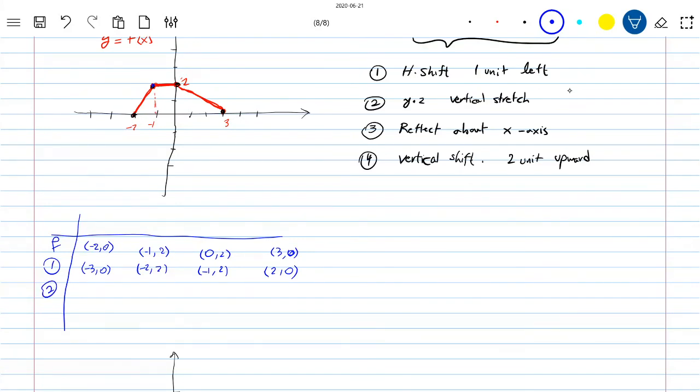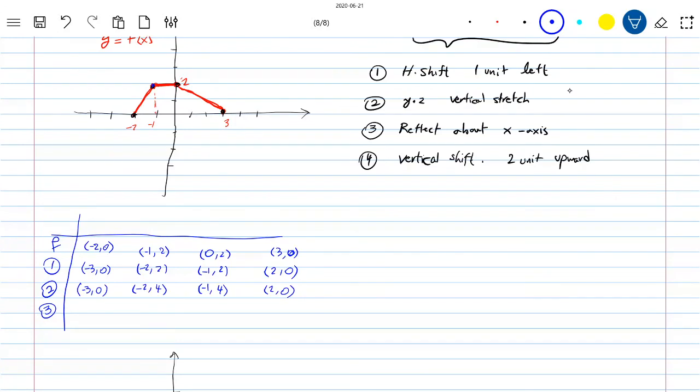So what does the second step do? It tells you that all the y values now get multiplied by 2. I'm going to multiply every y value by 2. The x's do not change. 0 times 2, still 0. -2 and 2 times 2 becomes 4. -1, 2 times 2, 4 again. And here 2, 0 times 2, still 0. I'm multiplying all the y values by 2.